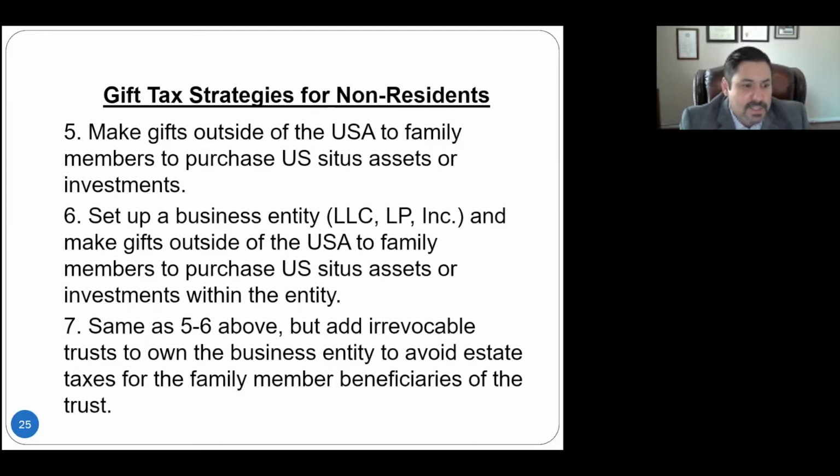Number 6, we can set up a business entity, an LLC, limited partnership, or corporation here in the U.S., and they make gifts to family members to purchase U.S. situs assets within this entity. Number 7, same thing as above. However, we add irrevocable trusts to own the membership interest or the shares to avoid estate taxes after the grantor passes away. All right, so let's look at some examples of this on the chart.